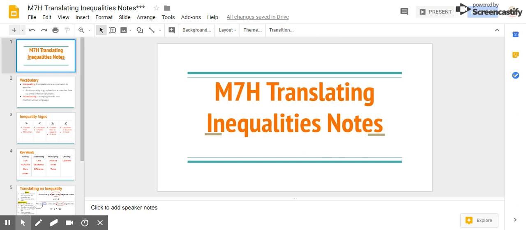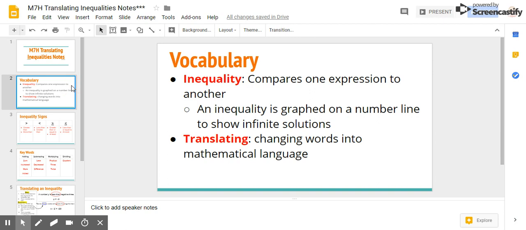Okay, today we are going to be translating inequalities. So, first vocab word, which we saw last week, but just to remind ourselves, an inequality compares one expression to another. An inequality is graphed on a number line to show infinite solutions. And our second word, which is new for today, is translating, which means changing words into mathematical language. So that's our math definition of what translating is. We're going to take words and put that into math language today.